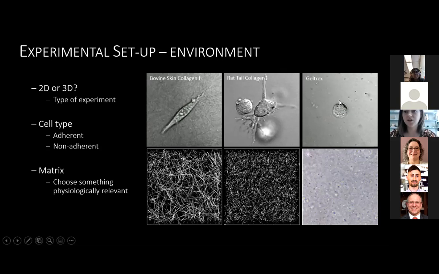Or if you have something like Geltrex on the right here, that is a heterogeneous gel that's supposed to mimic the basement membrane. And that particular gel doesn't have any fibrils. It has lots of ligands and protein fragments of laminin and collagen 4, but there's no actual fibrils for the cell to elongate itself on. So you actually get a very spherical phenotype. So whatever you choose, you should be looking into what type of matrix is most relevant for the type of experiment that you're going to be doing.